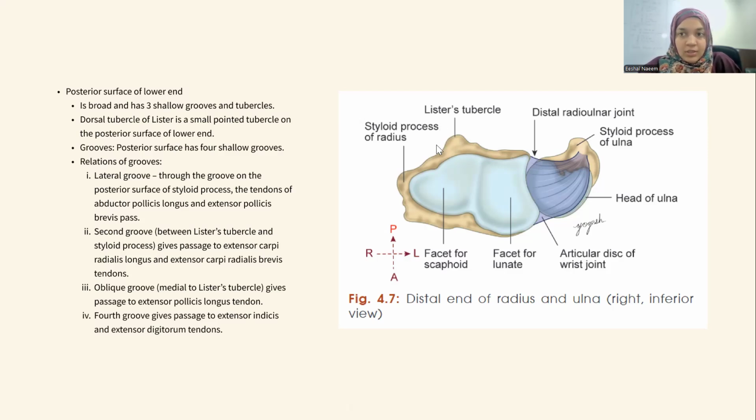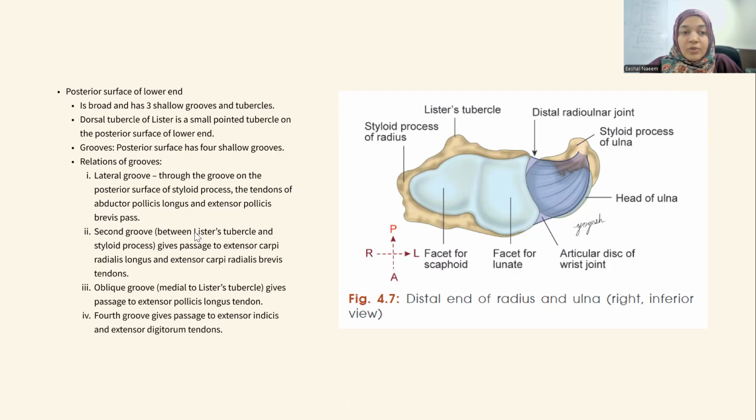It's very important, please. This is really important, okay? So this is the Lister's tubercle. And then we have grooves. The posterior surface has four shallow grooves. Relations of the grooves. There's a lateral groove through the groove on the posterior surface of styloid process. Here there's a groove, right? The tendons of abductor pollicis longus and extensor pollicis brevis pass.